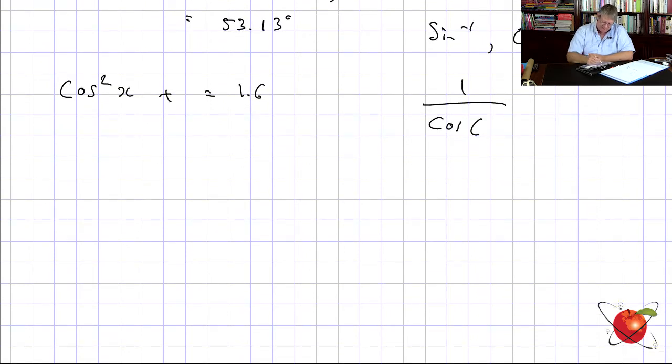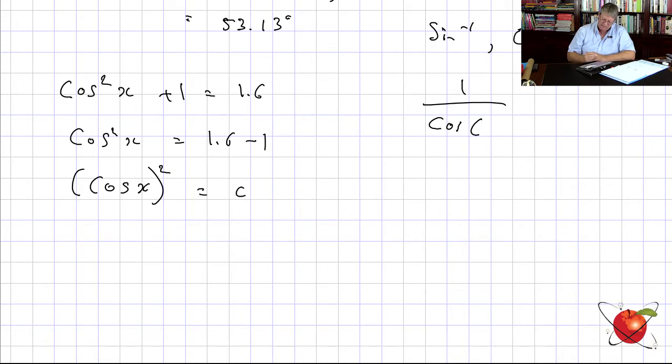Cos squared x plus 1 equals that. Well, first of all, get the numbers to the other side. That is cos squared of x is equal to 1.6 minus 1. What's the next step? Remember we said be careful with the squared. Rather change that to be cos of x all squared, like that, right? Is equal to 0.6. Right?